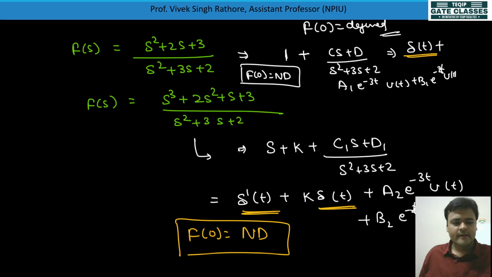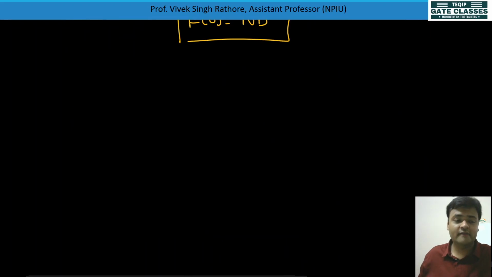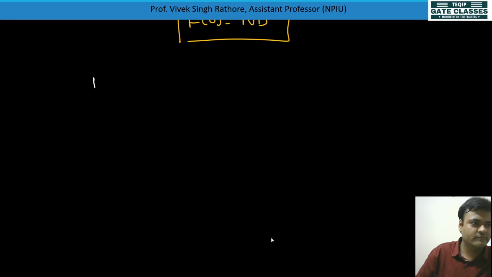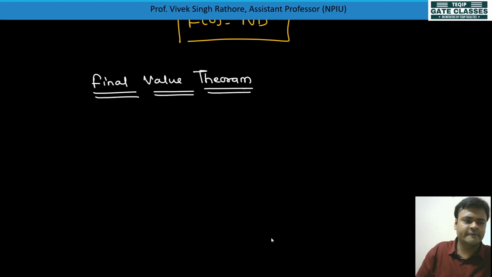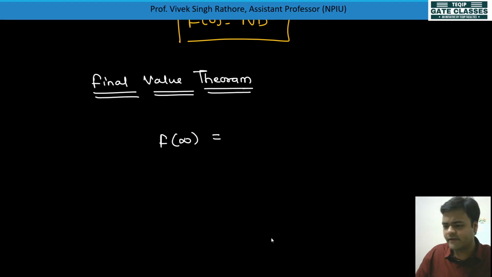Okay, now we'll see the final value theorem. This was the initial value theorem, and now you can understand what it is. Now we'll understand the final value theorem. The final value theorem suggests that if we need f of infinity, it is similar to a limit with s tending to infinity.